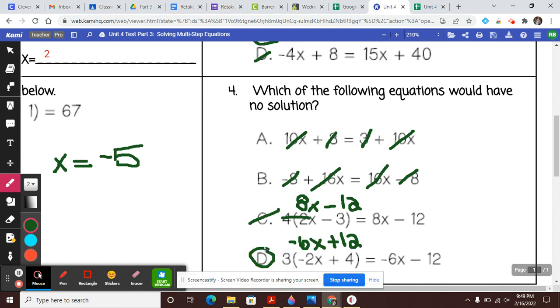answer. Go ahead and work on this question, the question that matches this on your test.